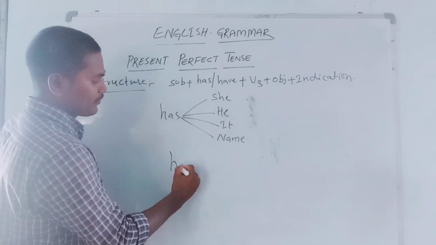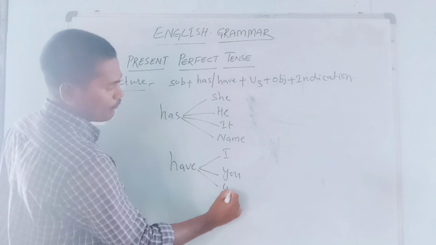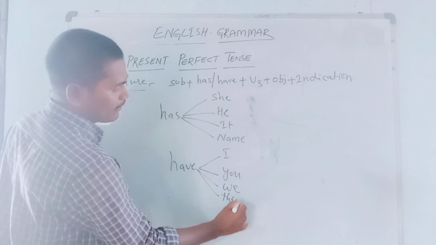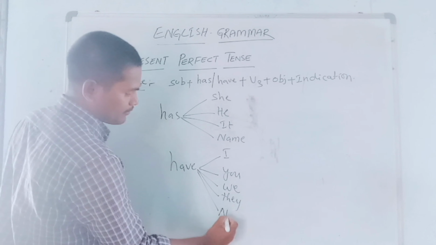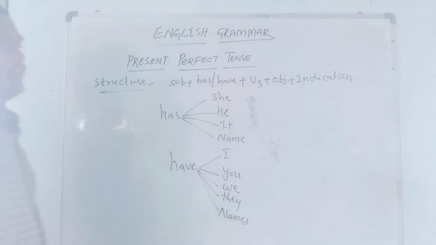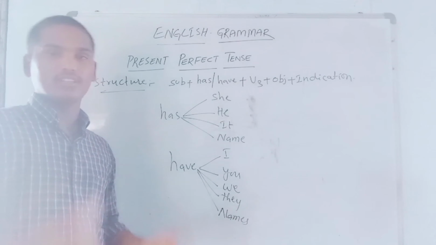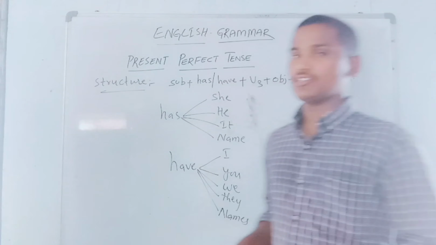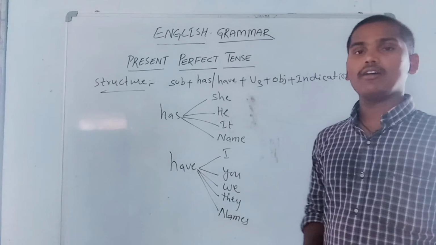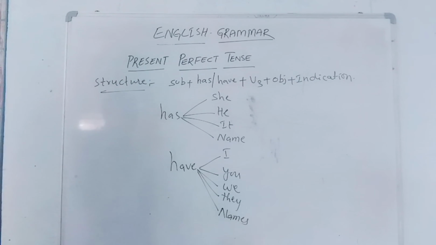And then have. We use have after I and you, and also we and they. So including these four subjects, names also. We already have an idea about names. Whenever we get a double name in the sentence, or more than two names, that definitely becomes a plural subject. That's why we should use have in those situations also in present perfect tense. Okay, I hope you get an idea about this. Now I am going to explain the examples.